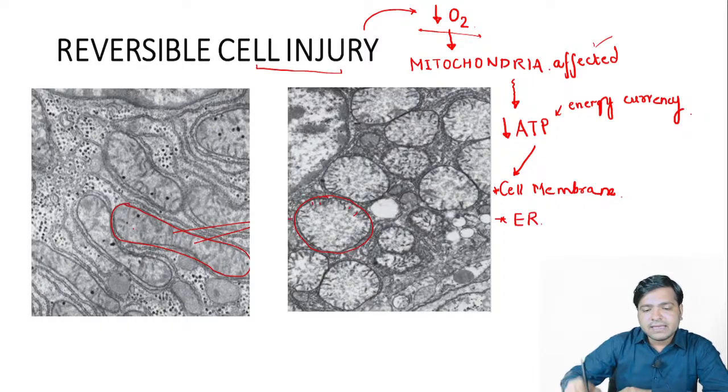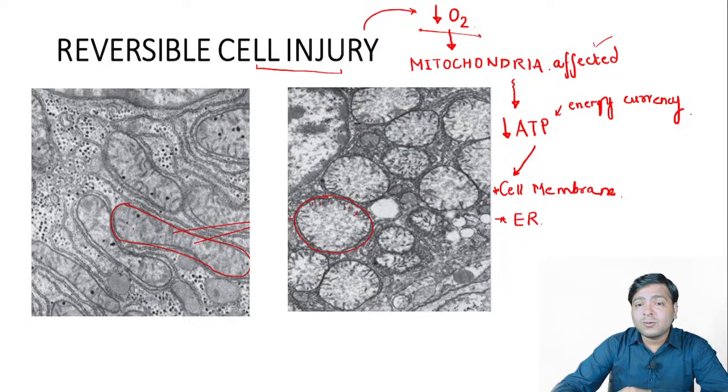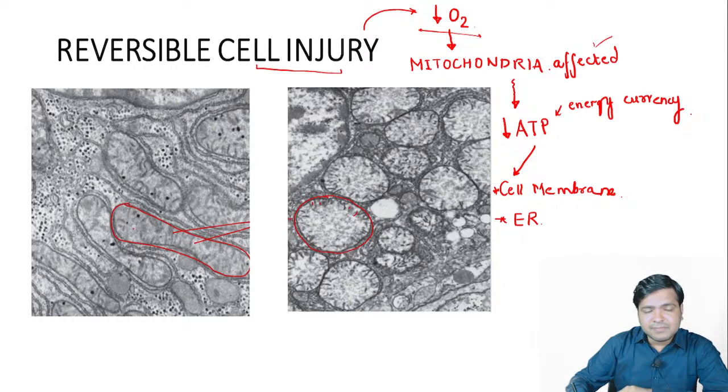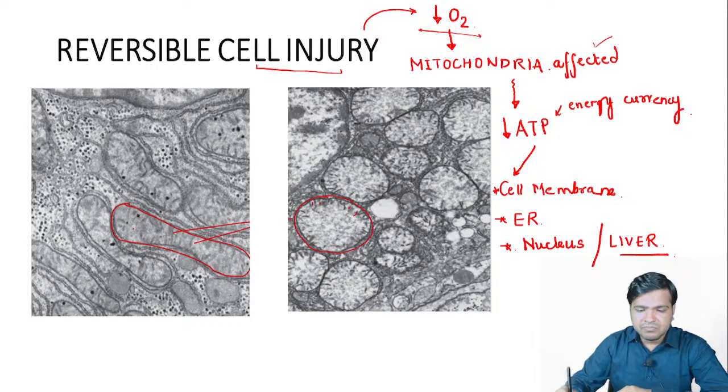Can anyone tell me in the chat box which type of endoplasmic reticulum is responsible for protein synthesis? I'm waiting for your answers. But apart from that, there are multiple changes in the nucleus also. There are miscellaneous changes in the liver as well.